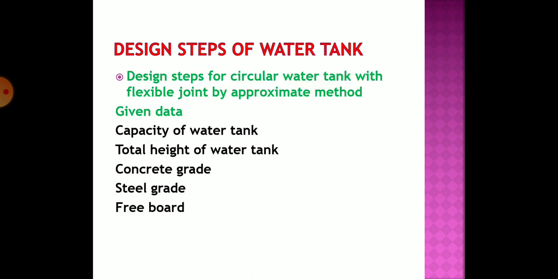The next is design of water tank. In this discussion we are going to see the design steps for a circular water tank with flexible joint by the approximate method. We know that there are two types of joint: flexible joint and rigid joint. Flexible joint simply means a hinge joint, and rigid joint simply means a fixed joint.